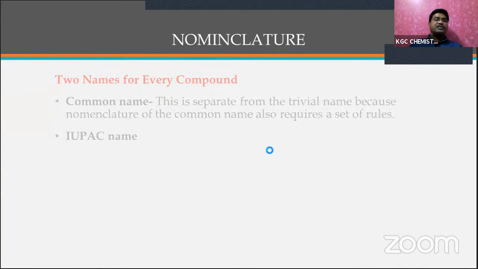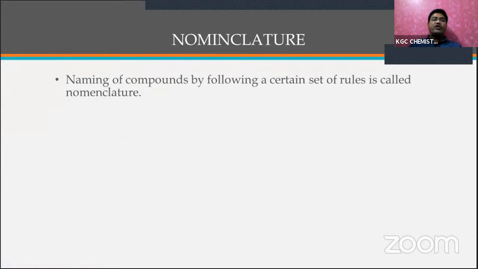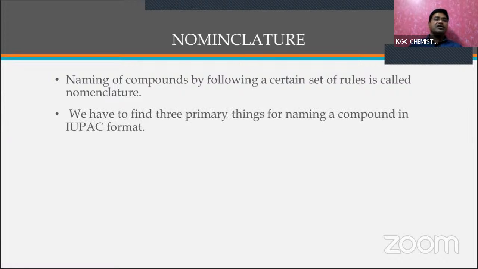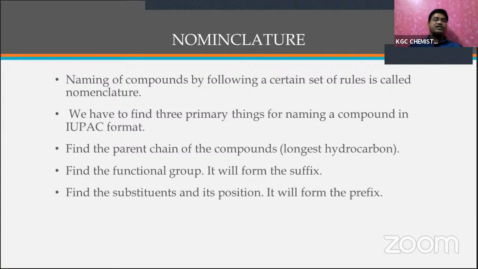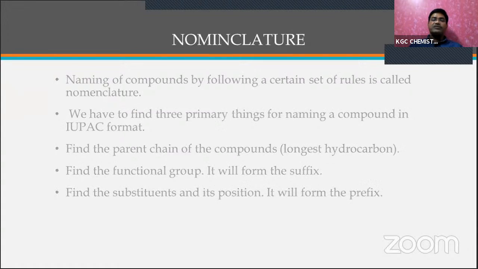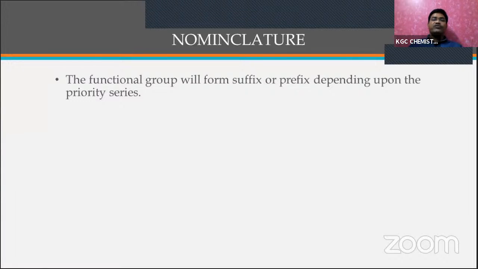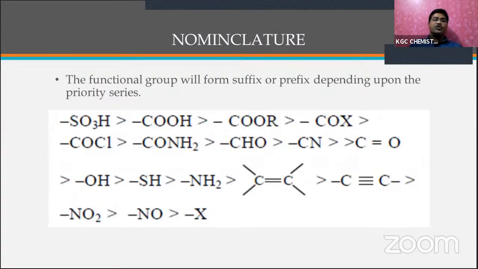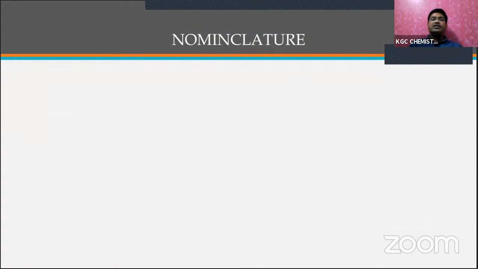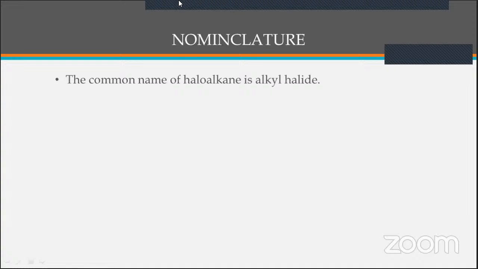See, let us have the IUPAC nomenclature. In the naming of a compound, you have to follow a certain set of rules called nomenclature. Let us see the IUPAC format. Find the parent chain as the longest hydrocarbon. This you know. Find the functional group, which will be the suffix. Find the substituents and their positions, which will be the prefix. And the functional group will be suffix or prefix depending upon the priority series. This is the priority series, and that you know. But our main motto is alkyl halides.